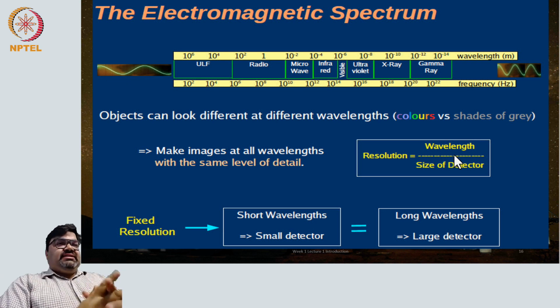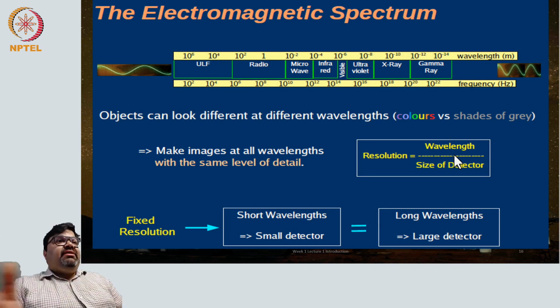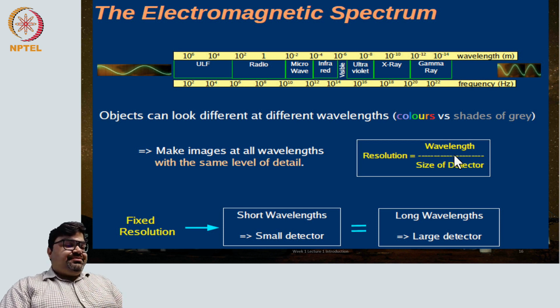The X-ray wavelength is much, much smaller than radio wavelength. So, if I want to look at the same object with the same kind of resolution, I need to build a much larger radio detector than the X-ray detector, right? So this is the conceptual fact you should build up from now. For a shorter wavelength, small detectors are sufficient. For a longer wavelength, large detectors have to be built to maintain the same resolution.